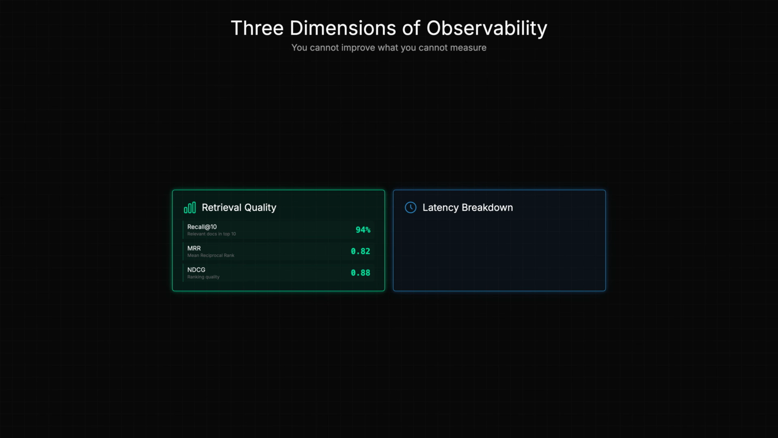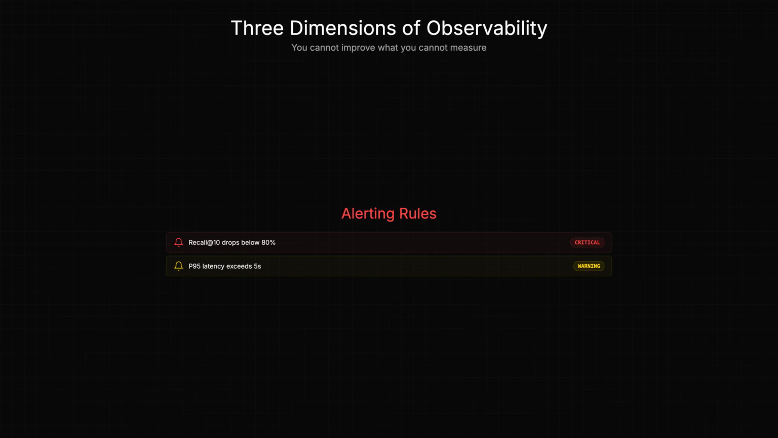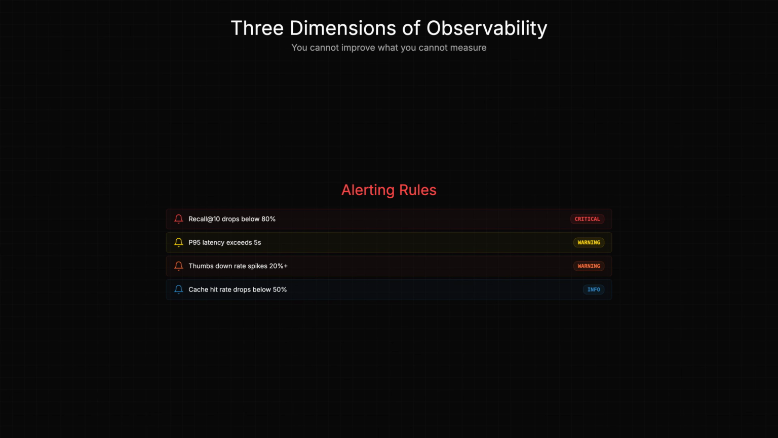Dimension 2. Latency breakdown. Measure time per stage. Embedding typically takes 50 to 100 milliseconds. Retrieval 50 to 200. Reranking 50 to 100. And generation 1 to 3 seconds. If any stage spikes, you know exactly where to look.